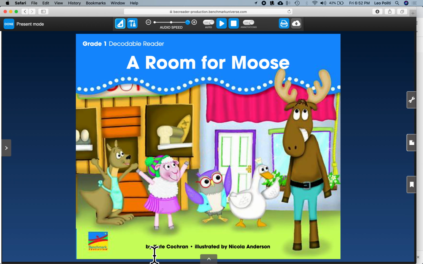And of course, the author is Kate Cochran. She's the one that wrote this story, illustrated by Nicola Anderson. She's the person who drew the pictures, and they're nice pictures, right? Very colorful and bright. So I can use adjectives, right? I can say the little sheep is wearing a pink dress, and we can say the duck is wearing a little crown, and the brown moose is wearing a black belt and some blue or cyan colored pants. Some people call that color cyan. Anyway, so let's keep going.